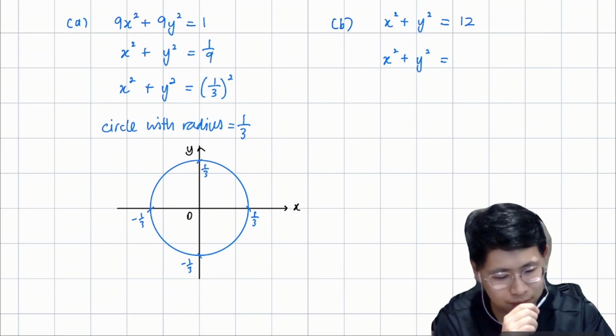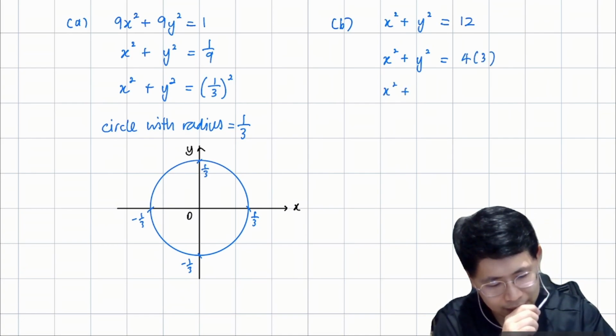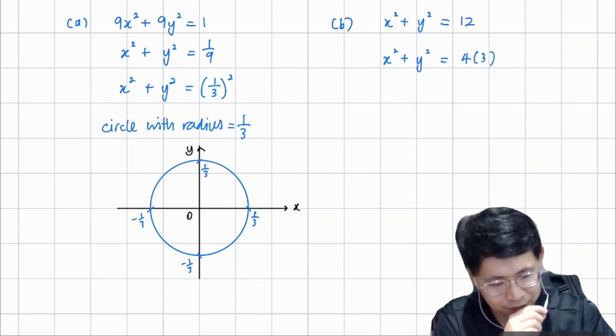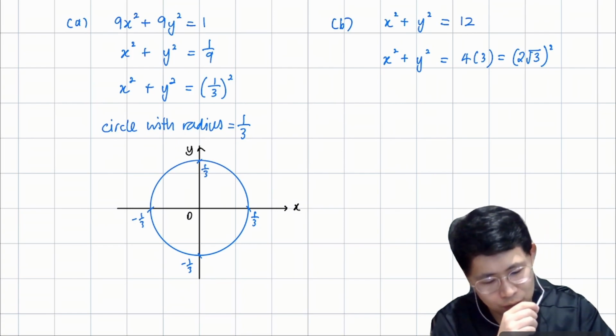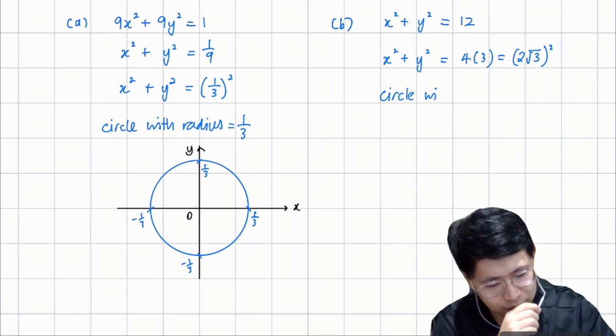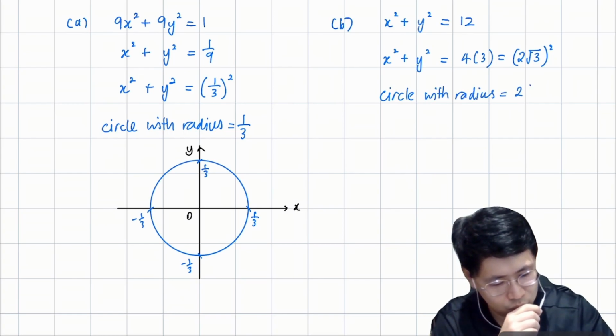4 times 3, right? So technically speaking, I can rewrite this as a square root. The square root of 4 would be 2, and the square root of 3 would be root 3. And this whole thing, I can write it as a square, right? So technically speaking, this would be a circle with radius 2 root 3.